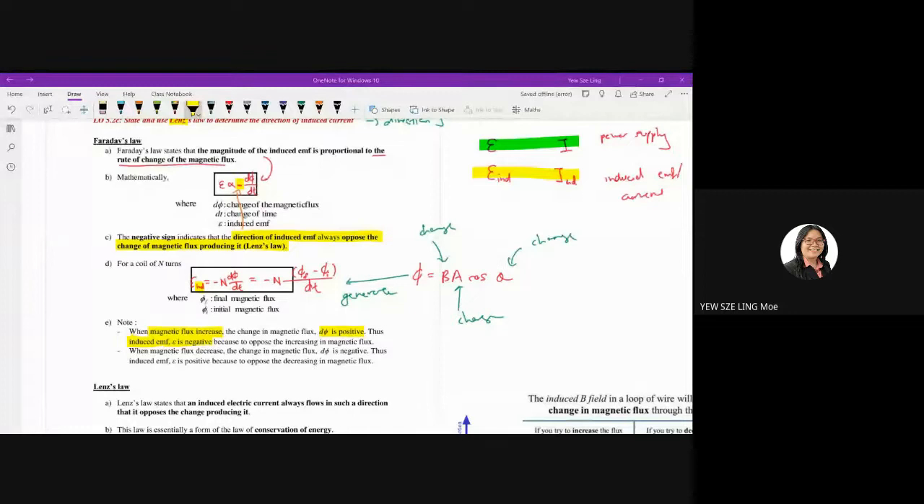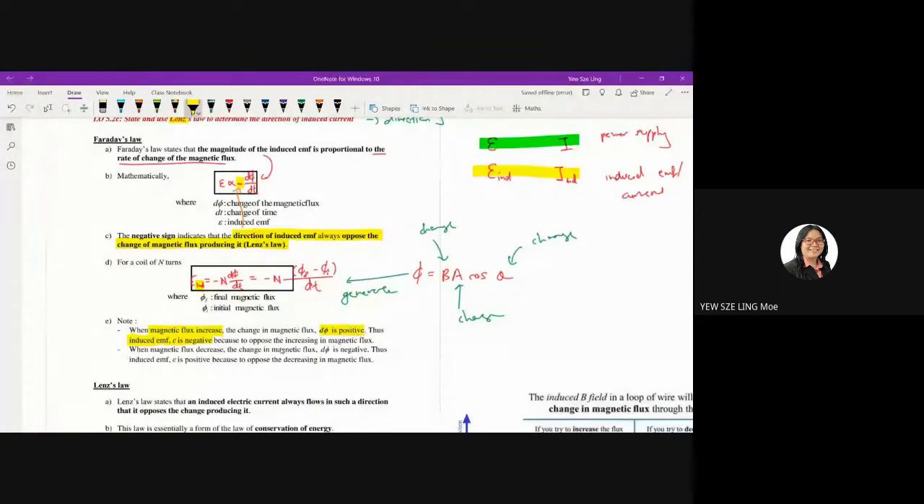How do you know? You look at the change in the flux. If the change in the flux is positive, then induced EMF is negative. If the change in the flux is negative, then induced EMF is positive. Why? Because the negative sign in the equation, with a negative change in flux, gives you a positive induced EMF. So what does it mean by negative induced EMF? It means it is being generated to oppose the increase in magnetic flux.